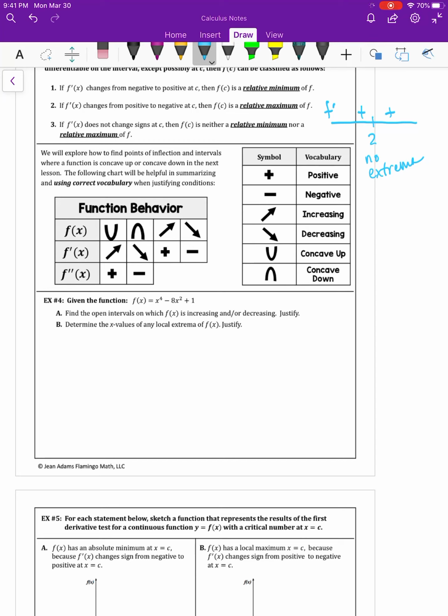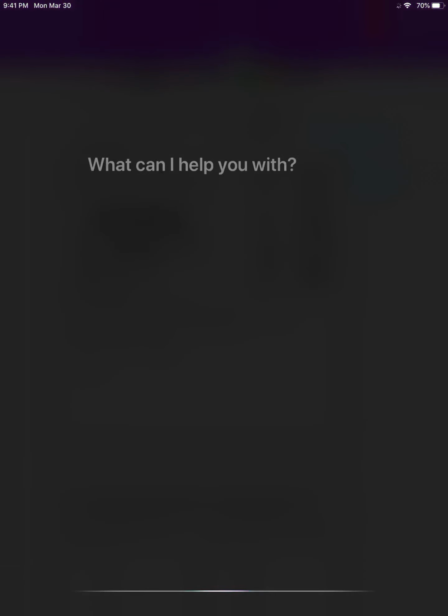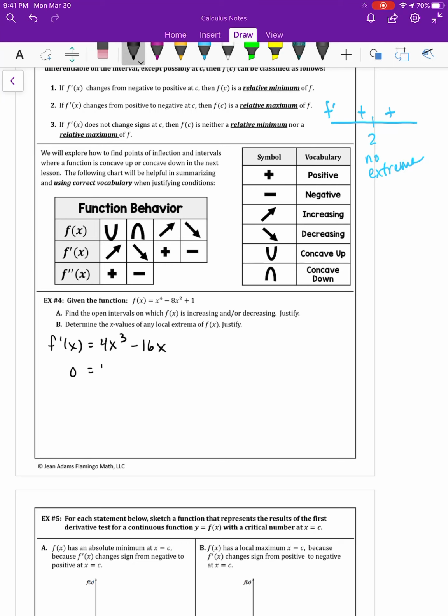So let's look at example number 4. Given the function f of x, find the open intervals on which f of x is increasing or decreasing and justify. So everyone should remember that to do that problem, we are going to find the derivative. So we've got 4x to the third minus 16x. We are going to set it equal to 0 and factor out what is common. I know a 4 and an x is common. x squared minus 4 is left.